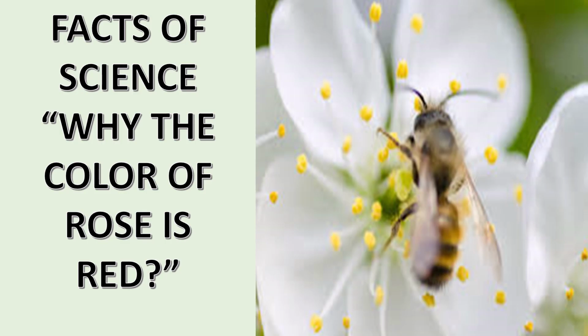Friends, in this video, I will tell you why the color of rose is red. Different objects have different colors. When light strikes an object, some wavelengths are absorbed and some are reflected. So the reflected wavelengths are the colors which we see on an object.